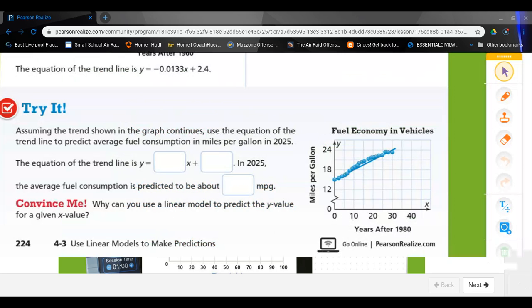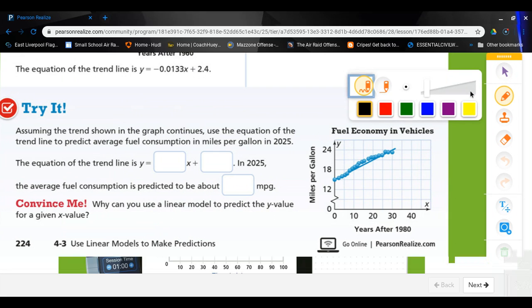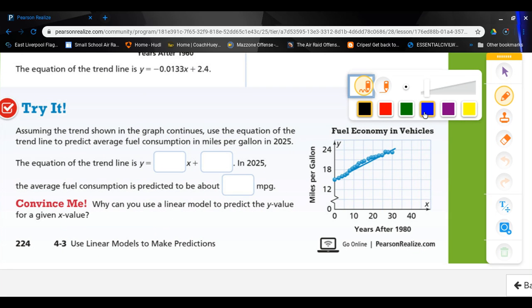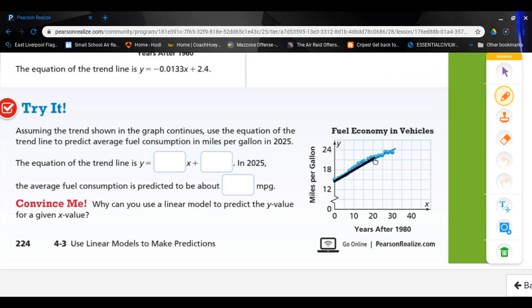Looking ahead here on page 224 under try it: assuming the trend shown in the graph continues, use the equation of the trend line to predict the average fuel consumption in miles per gallon in 2025. Okay, so we got a nice trend line here. Let's make note of that. Our trend line starts here at the y-intercept and runs right up through the dots. We got a real strong relationship there, strong positive relationship. A lot of the dots are right close to the line, so I got a pretty good idea what this is going to look like.